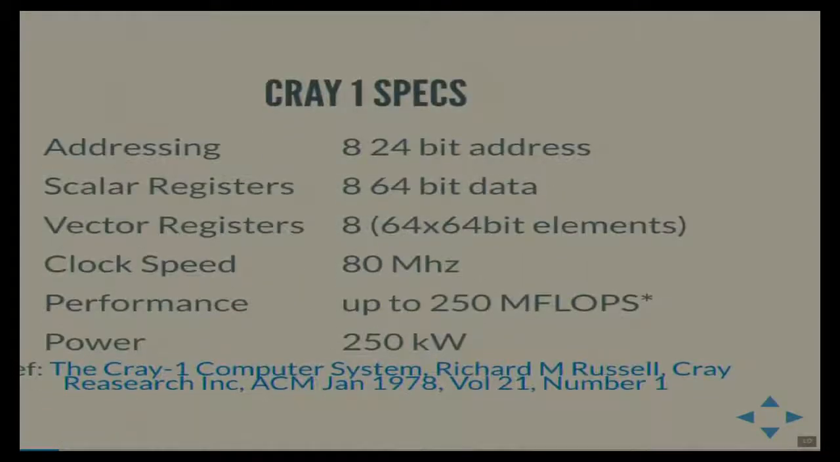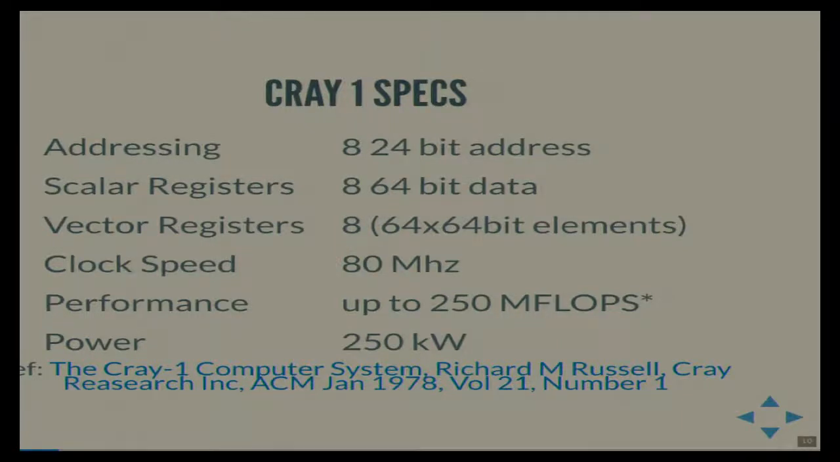Yeah, it's the Cray-1. It's one of the very early supercomputers of its time, and it was built a few years after I was born. Even though it only clocked in at 80 megahertz, it could do 250 million floating point operations a second, and this is in part due to its vector-based design.